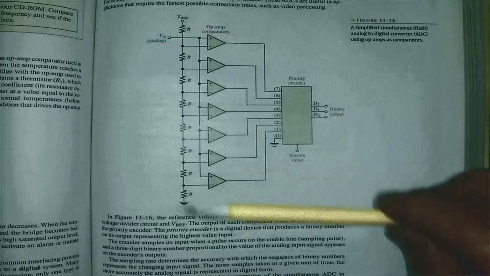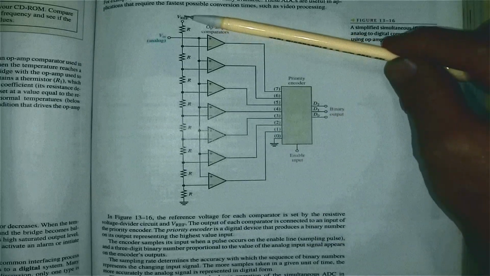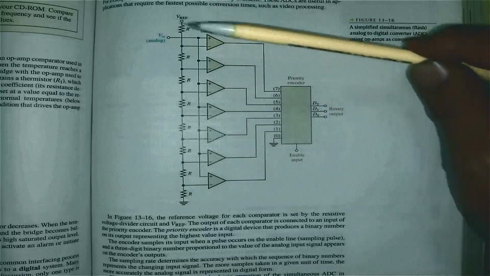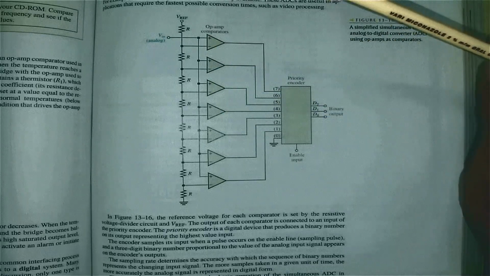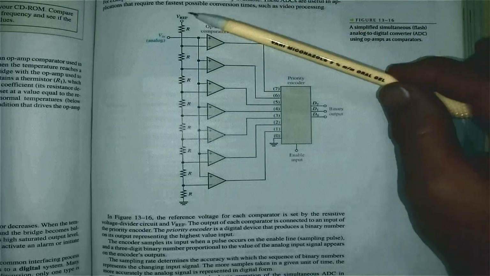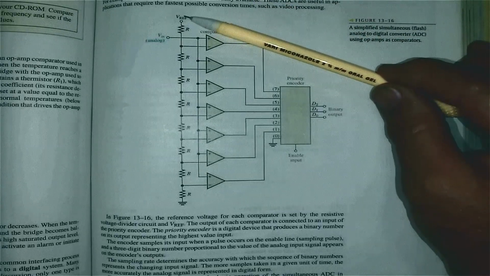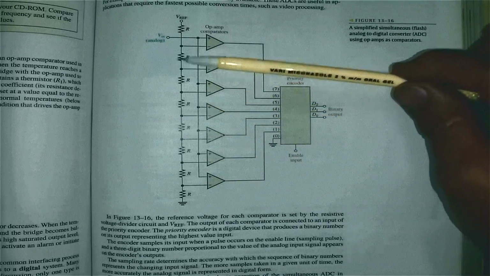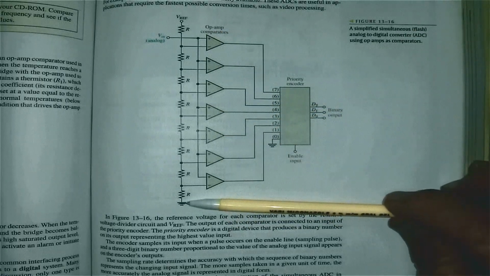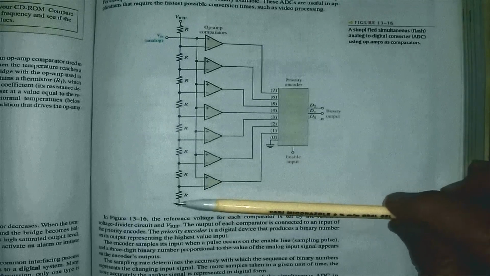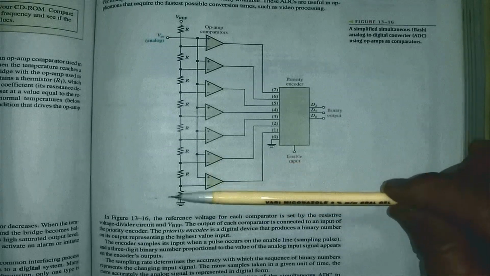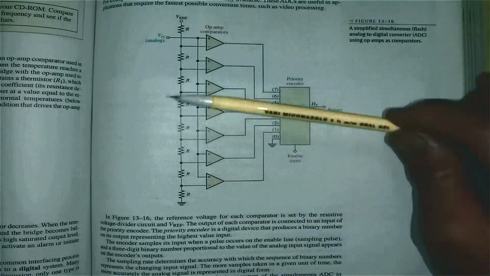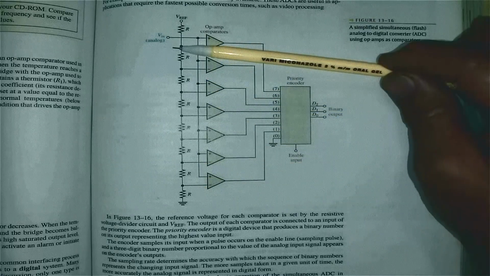Now when we look at this circuit here, we've got a reference voltage and we've got 1, 2, 3, 4, 5, 6, 7, 8 resistors. To explain it, I'm going to make my reference voltage 8 volts. That means there's going to be 1 volt across each of these resistors. The first one, from there to there, is 1 volt. From there to there, 2 volts. From there to there, 3 volts, 4 volts, 5 volts, 6 volts, 7 volts, 8 volts.